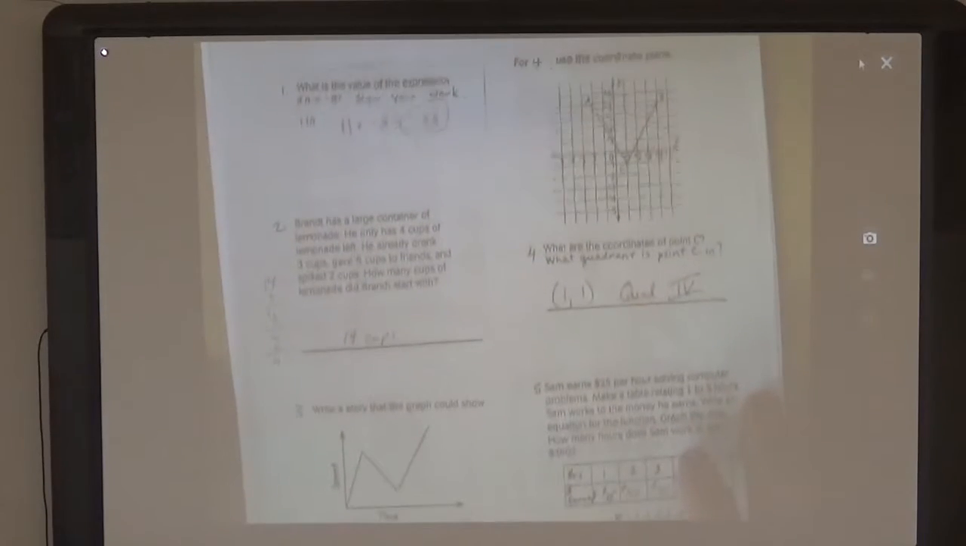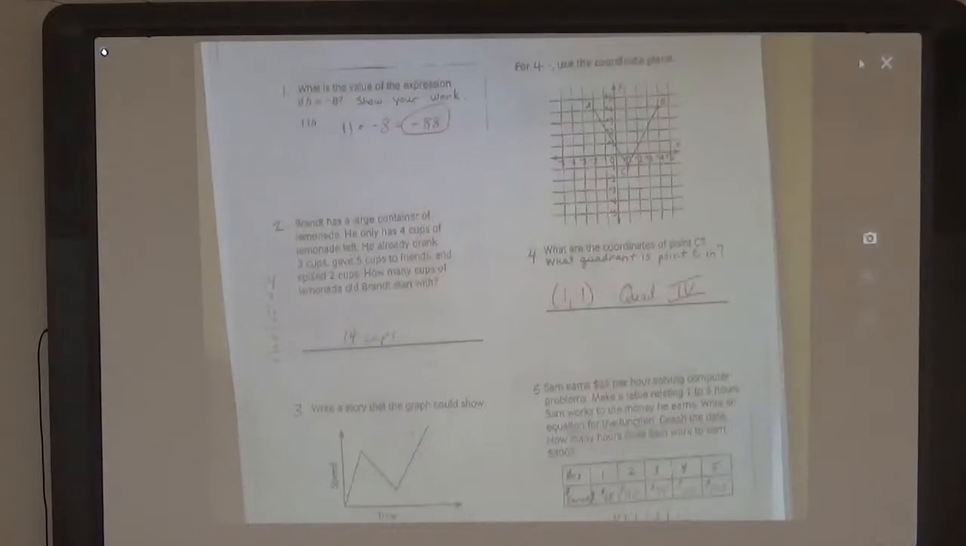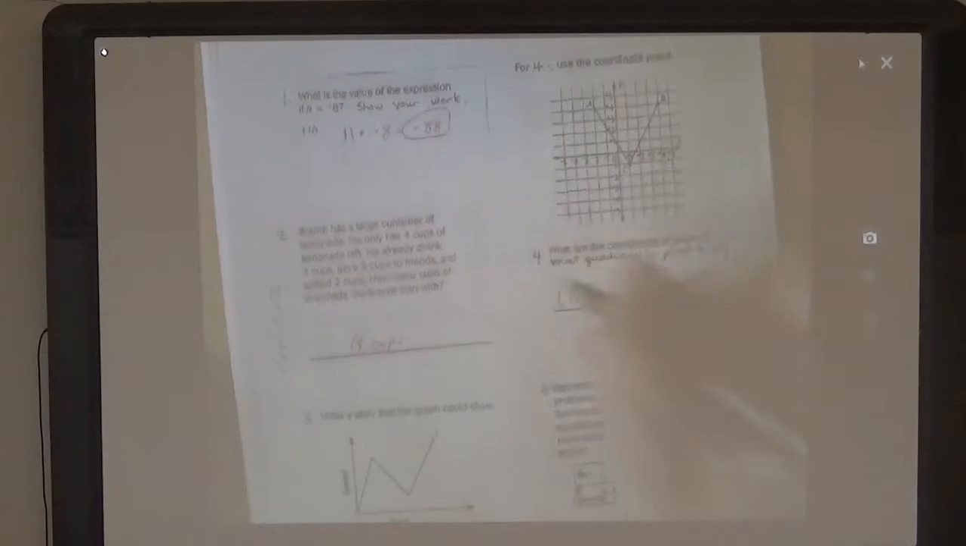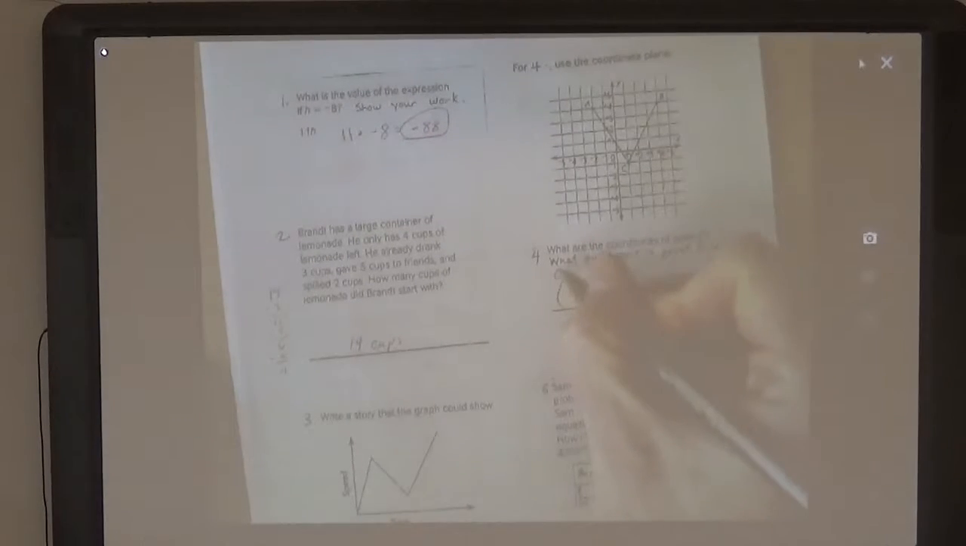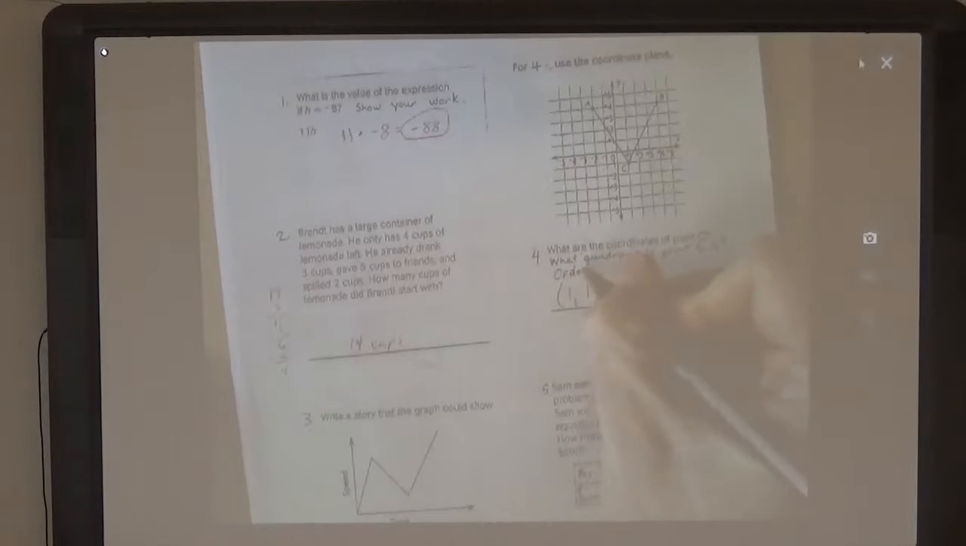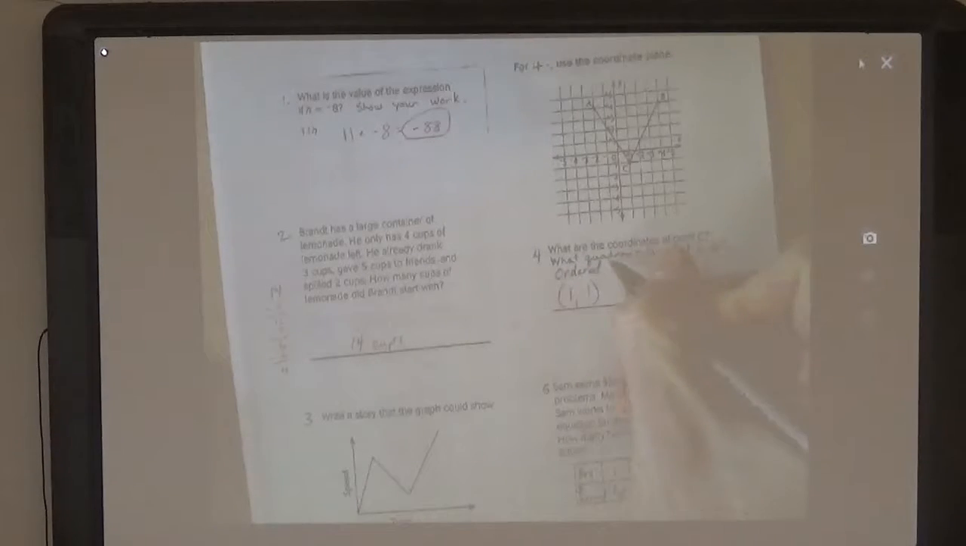Number 4. Using the coordinate plane, there are some points that are graphed. What are the coordinates of point C? The coordinates. This is called an ordered pair. It's a pair of numbers, and they're in a certain order. What is the first number? What is the letter that's associated with the first number?